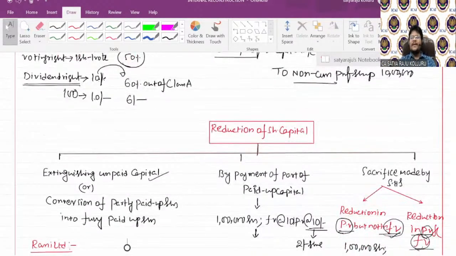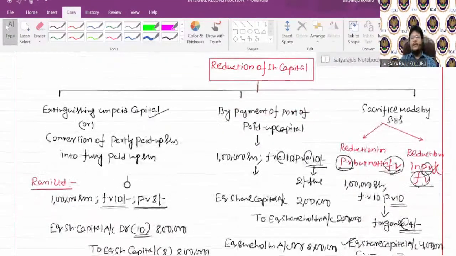By the payment of part of the paid up capital. So through payment of cash only, the existing paid up capital of the company is coming to decrease. That is, the journal entry, equity share capital account Dr to equity shareholders account, equity shareholders account Dr to bank account. That is the normal journal entry only. Then sacrifice made by the shareholders. Maybe there is reduction in paid up value but not in face value, or reduction in paid up value as well as face value. I already discussed, sir, if nothing is given, then we can presume that reduction in both face value as well as paid up value has occurred.